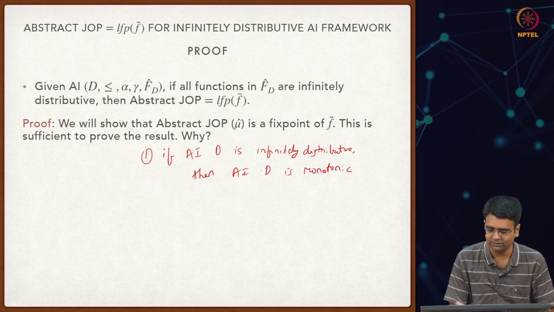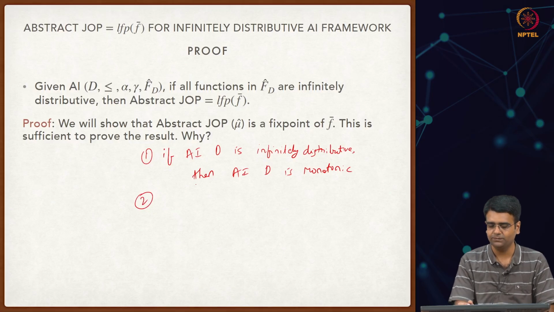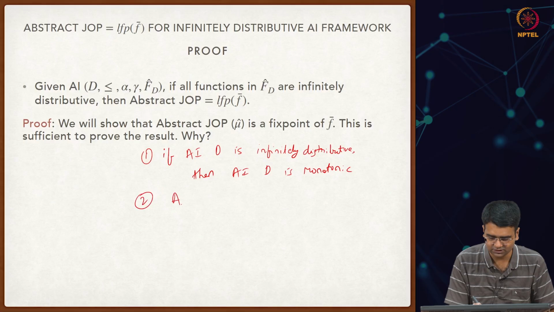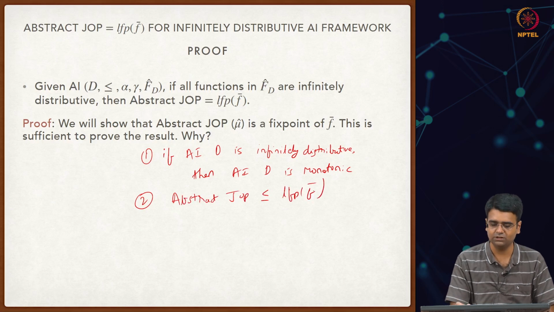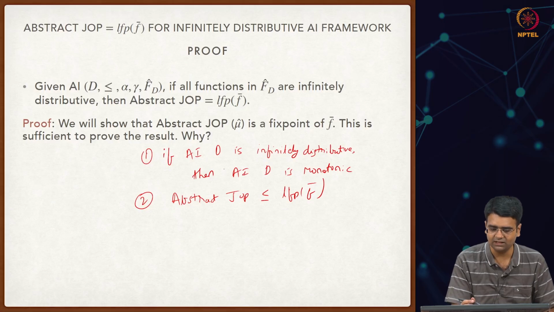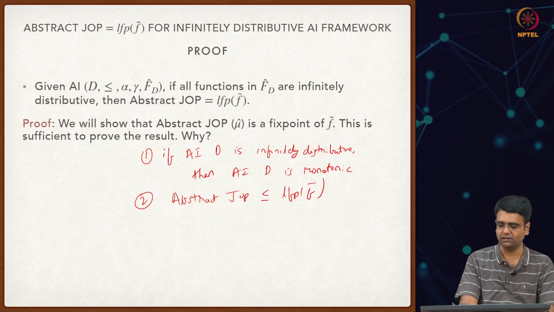So if the framework is monotonic, we have already shown that if you have a monotonic abstract interpretation framework, then the abstract GOP is less than or equal to LFP of f bar. So this we have already shown. Which means that if your abstract interpretation framework is infinitely distributive, then also the abstract GOP is less than or equal to LFP of f bar.